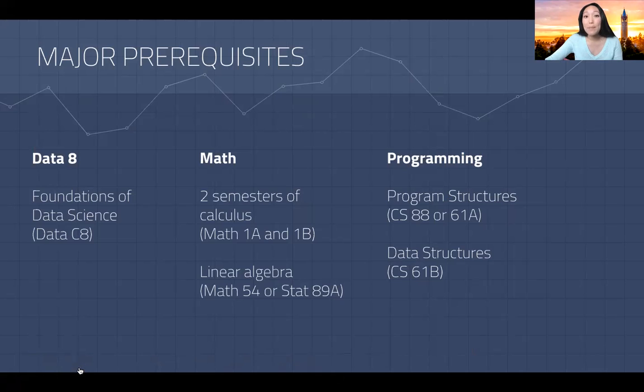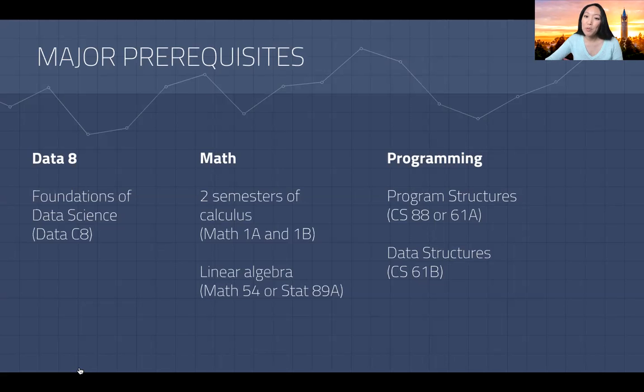We also do accept AP credit, advanced placement, or other high school exam credit. The math department has a website listing which exams give credit for which requirements. And then we also require a semester of linear algebra here at Berkeley. That's usually Math 54 or Statistics 89A.